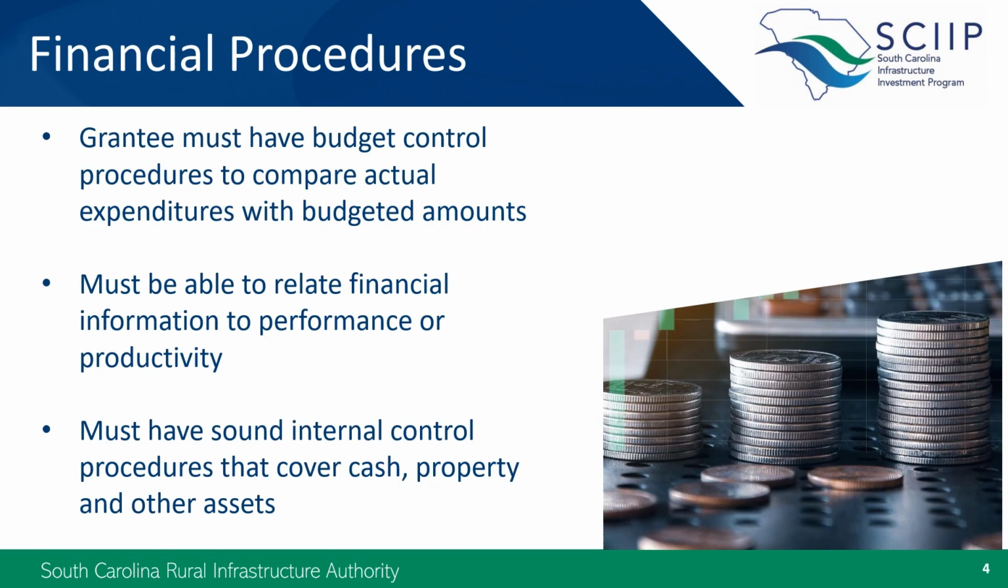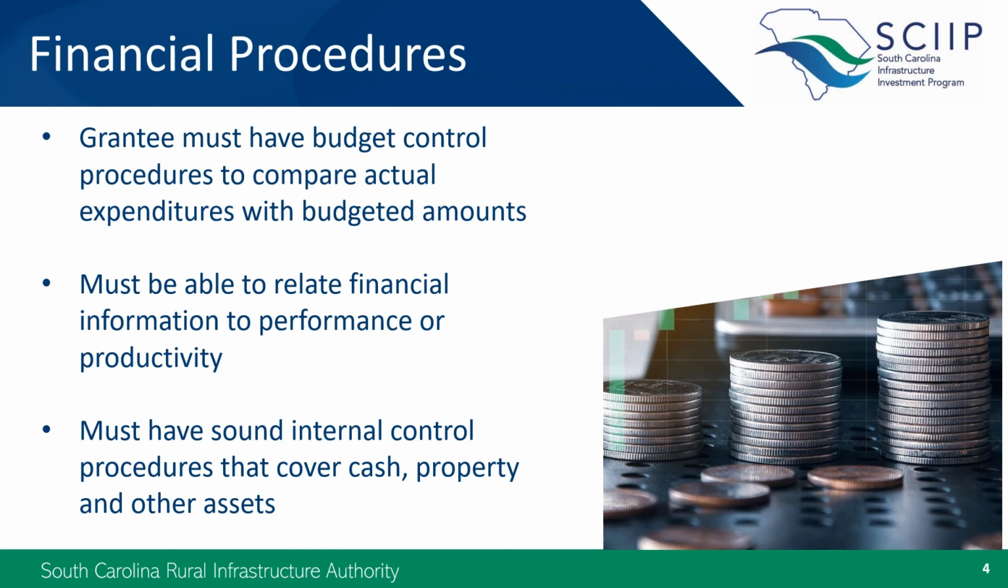Budget control procedures should be in place that allow grantees to compare actual expenditures with budgeted amounts for each activity, as well as correct any variances between the two. Financial information must be related to performance or productivity data. One way to accomplish this is by including the development of unit cost information whenever appropriate or specifically required in the grant agreement. Providing cost information can demonstrate cost-effective practices. Progress reports are another tool used to help monitor program outcomes and productivity.